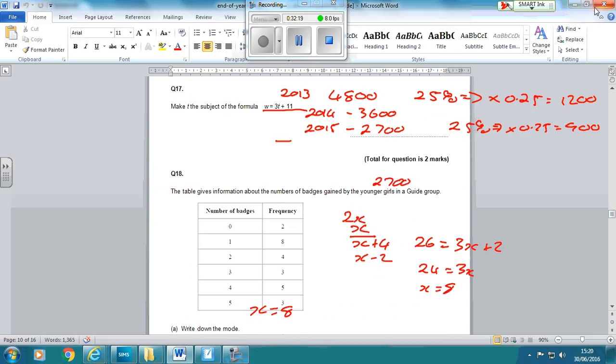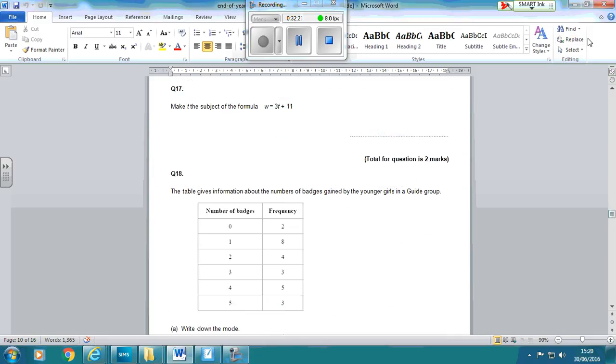Okay, question 17. Make t the subject of the formula. So we've got w equals 3t plus 11. We need to get t by itself, so we need to get rid of this plus 11. So we're going to take it away. So w take away 11 equals 3t. We don't want 3 lots of t, you just want t. So we've got to get rid of this times by 3. And the opposite of times by 3 is divided by 3. So t equals w minus 11 all divided by 3.